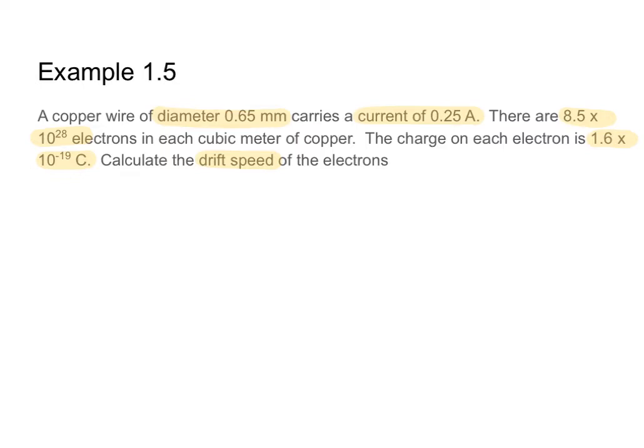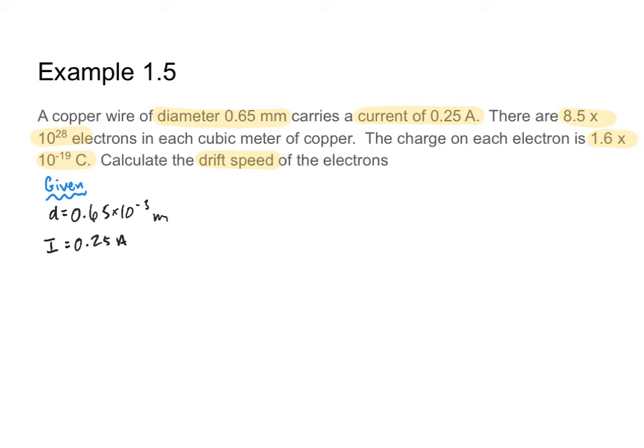So let's go ahead and start with my givens. I know that the diameter of my wire is 0.65 times 10 to the negative third meters, or 0.65 millimeters. We are going to be able to use this to find our area, but we don't currently know our cross-sectional area. We also know that the current in the wire is 0.25 amps.